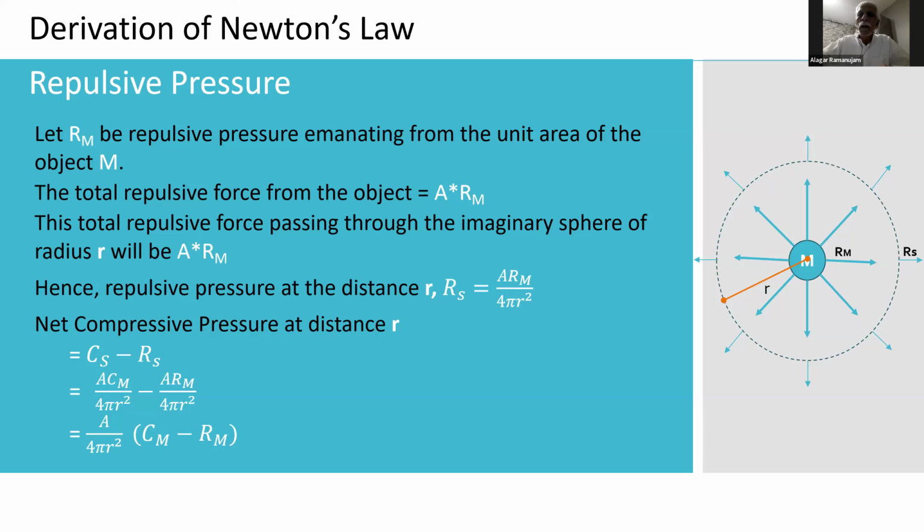So, what is the net compressive pressure? The net compressive pressure will be Cs minus Rs. Now, Cs we are supplying, Rs we are supplying, and we are rearranging. We take the A by 4 pi r square common outside, Cm minus Rm. So this is a crucial sentence. The net compressive pressure due to the space, the value is A by 4 pi r square, Cm minus Rm. Okay?